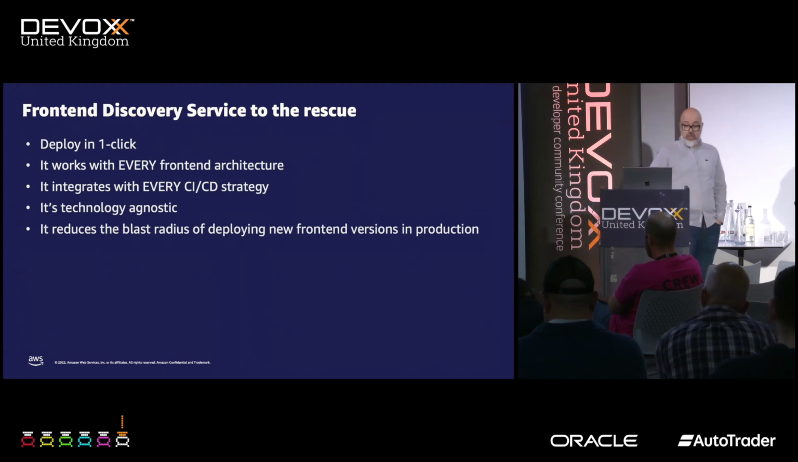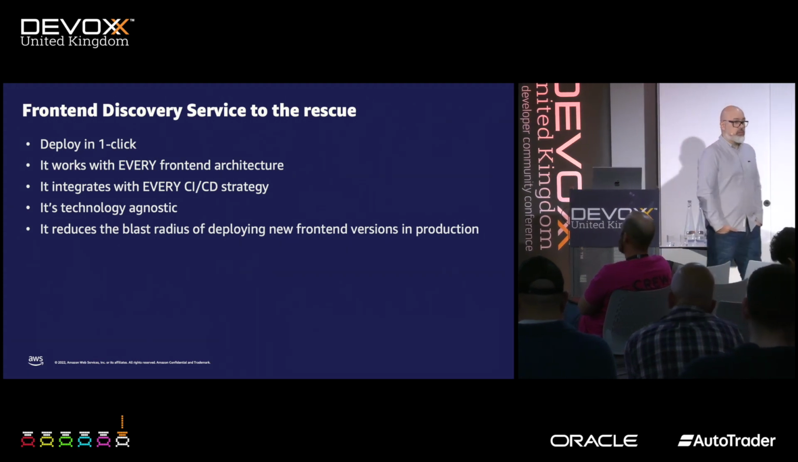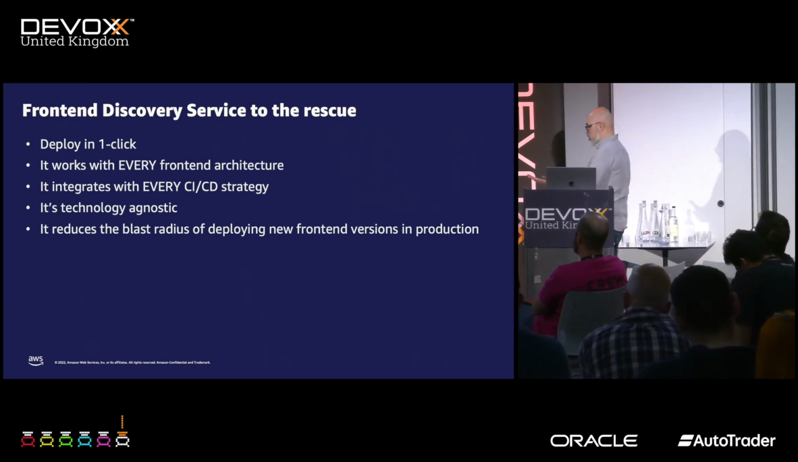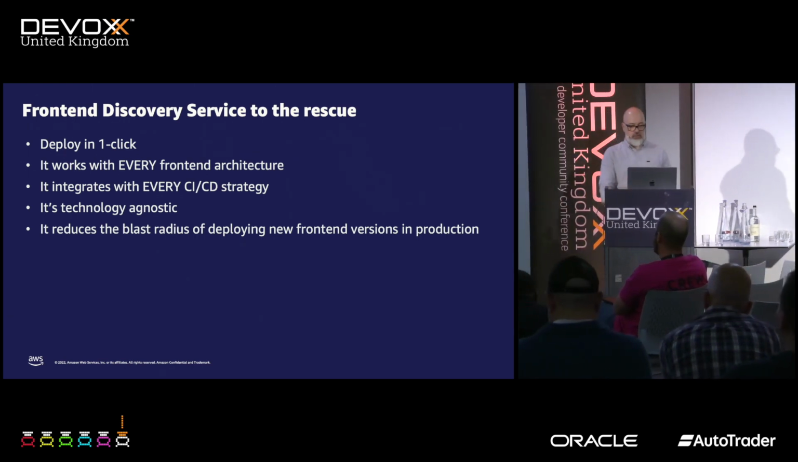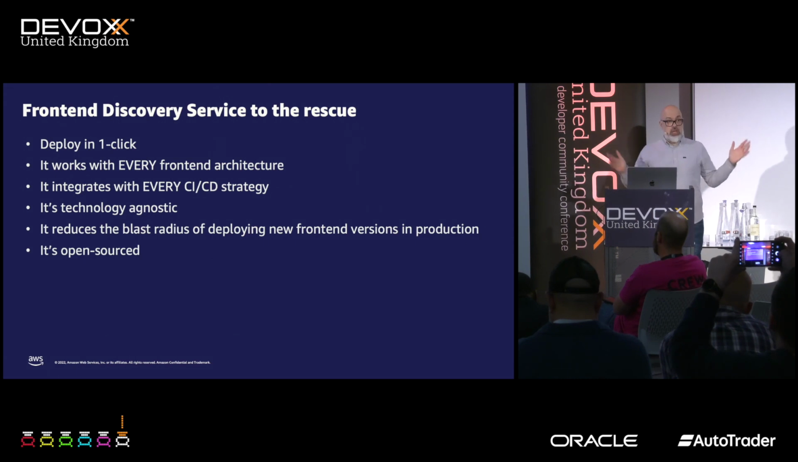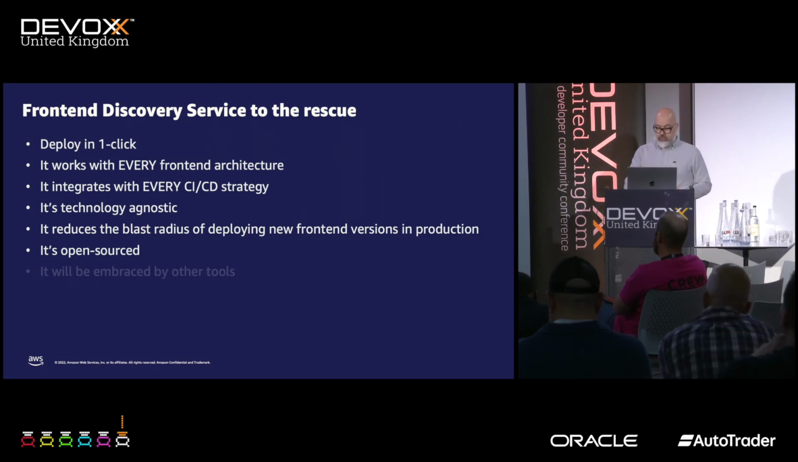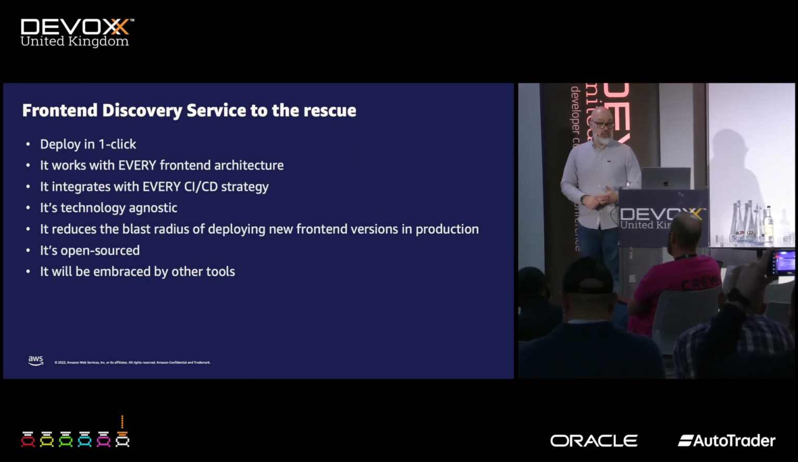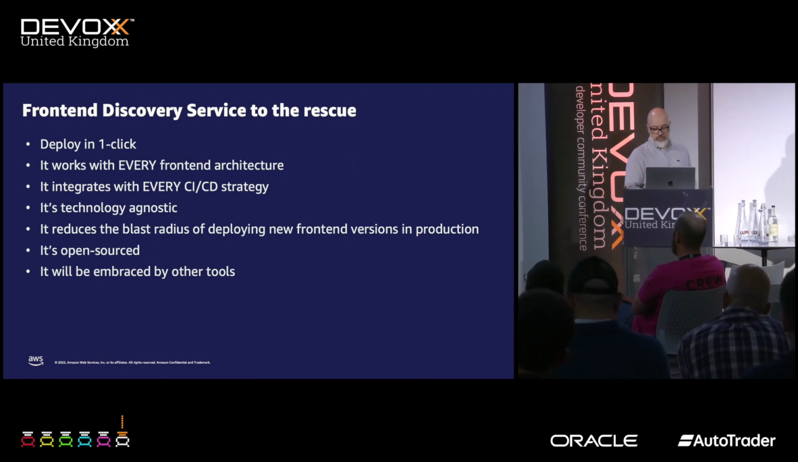It definitely reduces the blast radius for deploying a new version. Now I can have a way with my dashboards to check whether what I'm deploying is creating more harm than benefit, and I can roll back, or better, roll forward. It's open source. You want to change it, do that. The other thing is it will be embraced by other tools. As I said, Pyral started to embrace that, so happy days.